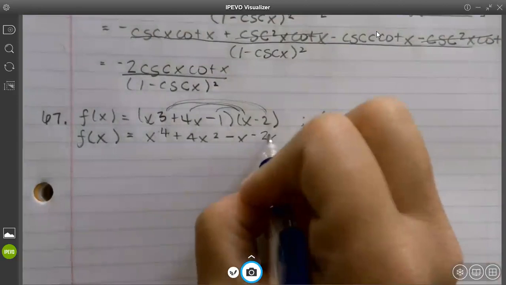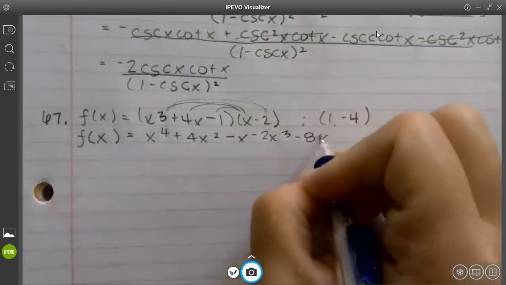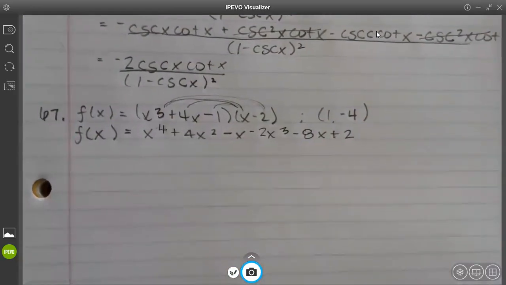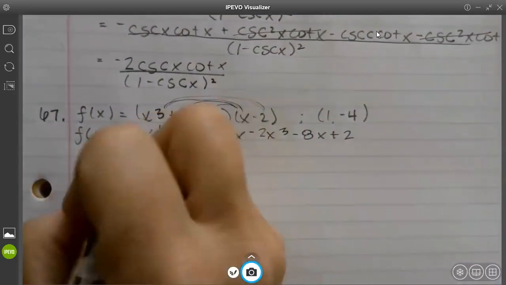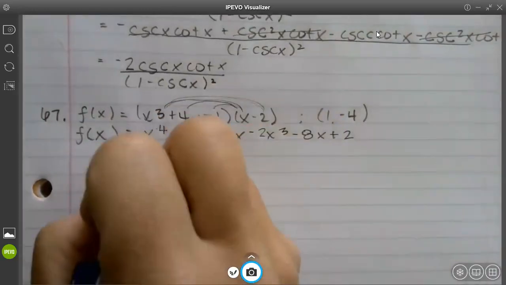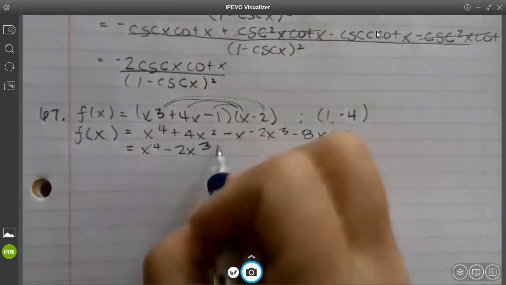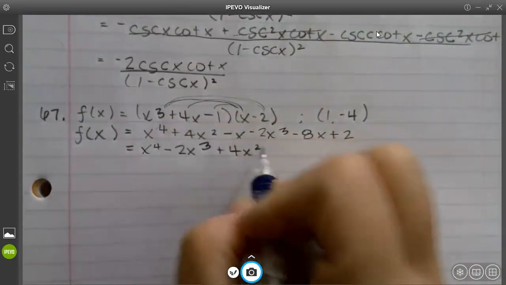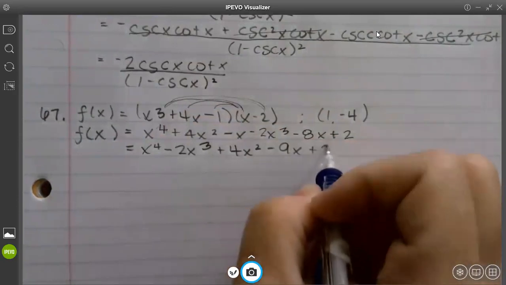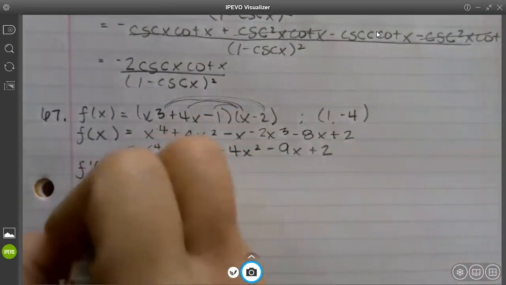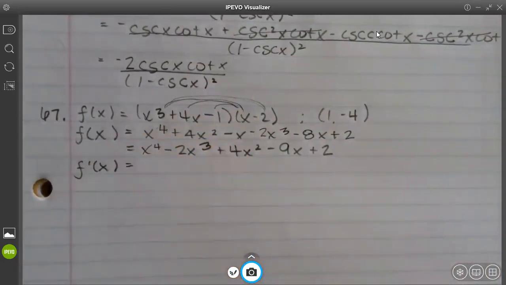So -2x cubed minus 8x plus 2. And then I'm going to put it in order and add my like terms. So x to the fourth. I have a -2x cubed, a 4x squared, a minus 9x, and a +2. Now it's easier to take my derivative instead of having to use the product rule. So what is my derivative of all this?